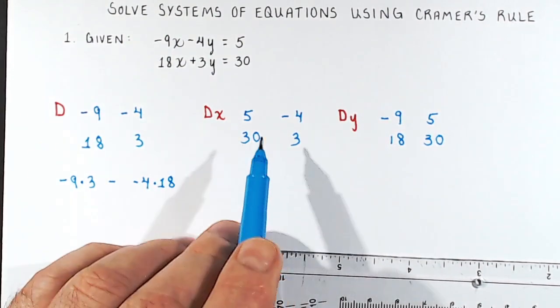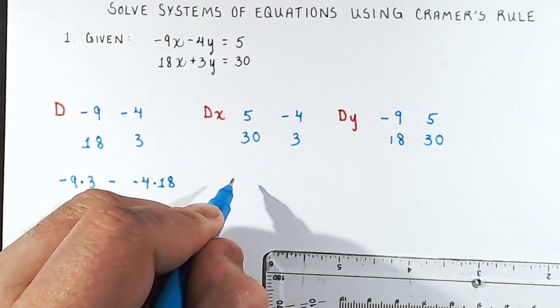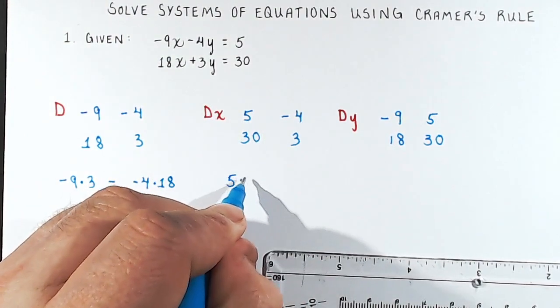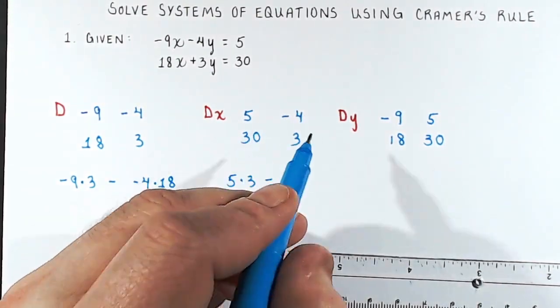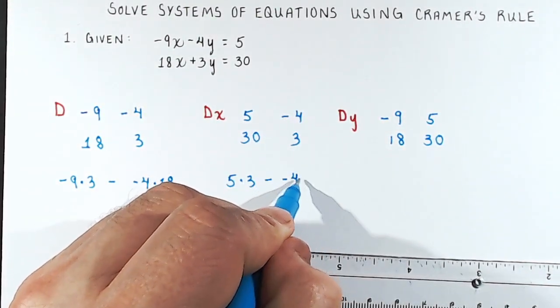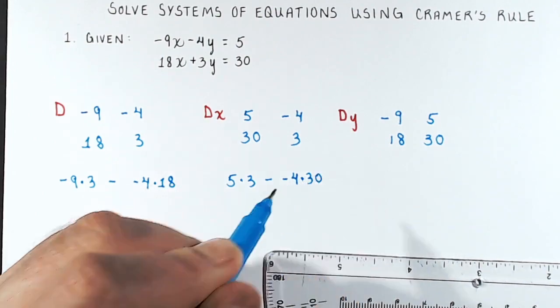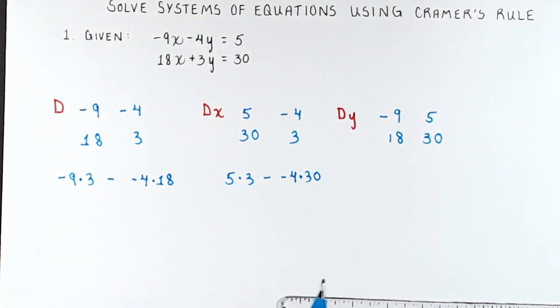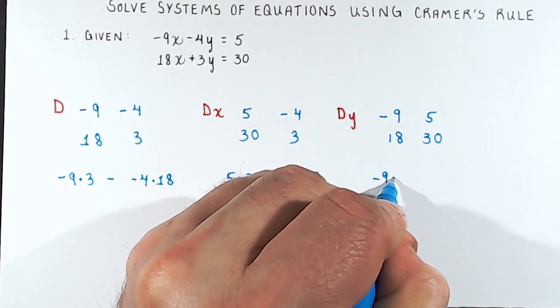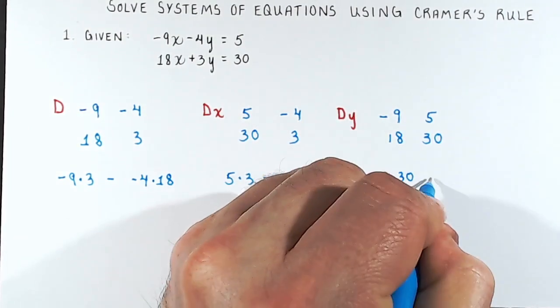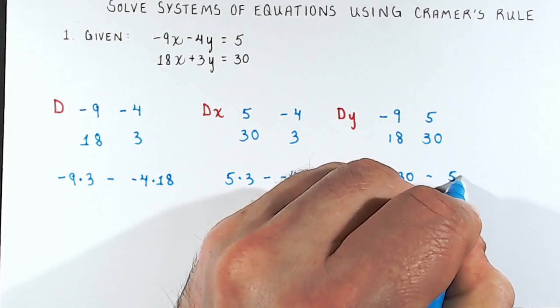To get the determinant x, I would multiply 5 times 3, and then subtract -4 times 30. To compute the determinant y, I will multiply -9 times 30, and then subtract 5 times 18.